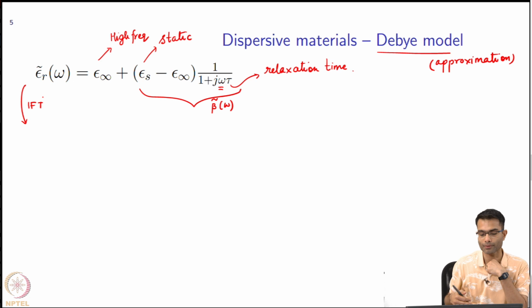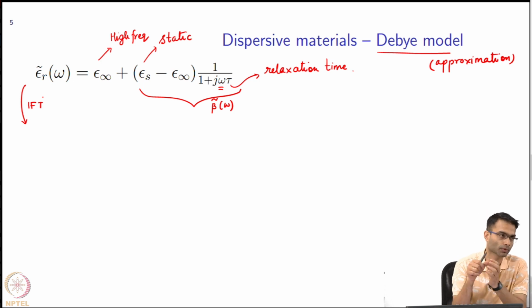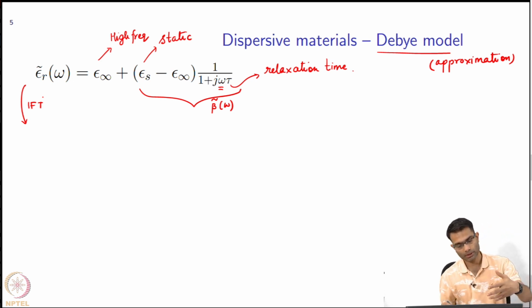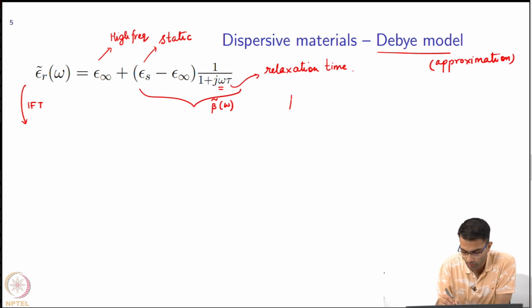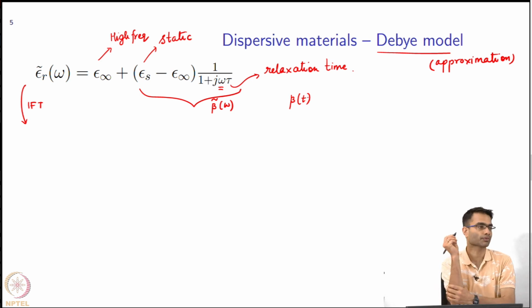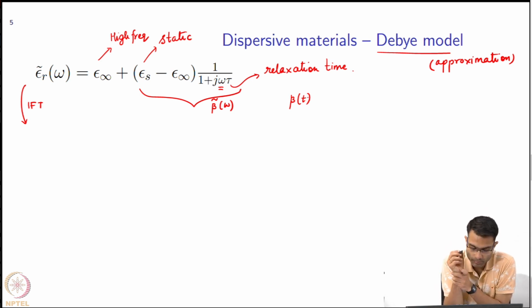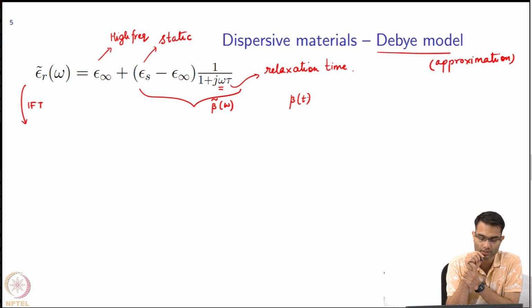Starting, just put omega equal to 0. What will happen to epsilon r? You will get epsilon s, so it is called static because it is 0 frequency. Alright. So, if I want to take the inverse Fourier transform of this, let us look at it part by part. What is the inverse Fourier transform of this beta tilde? Does it look familiar? 1 upon 1 plus j omega tau.